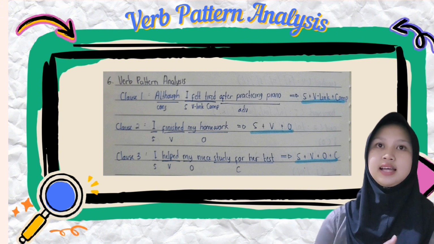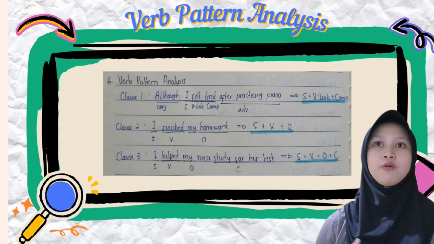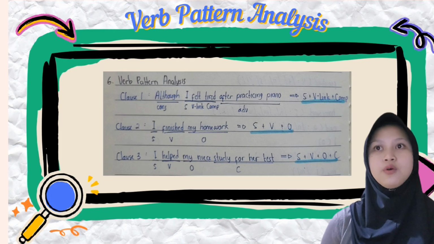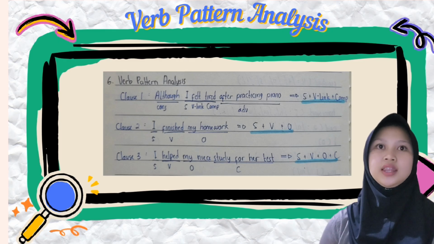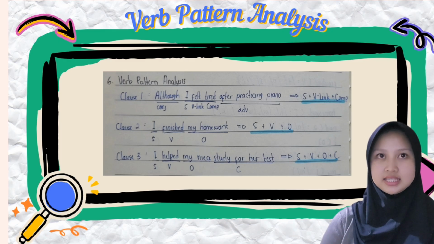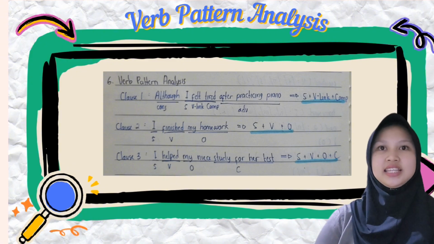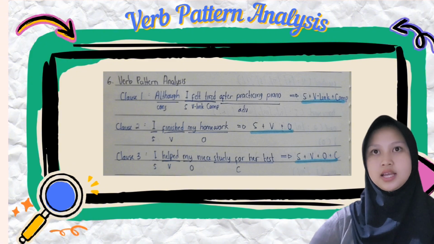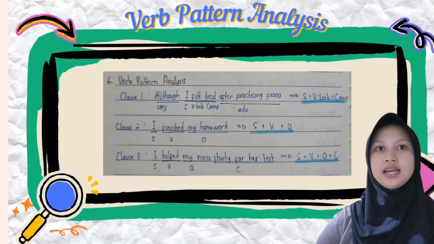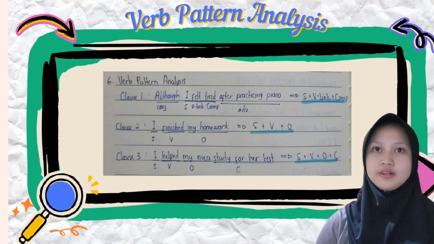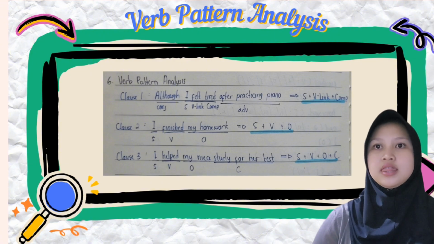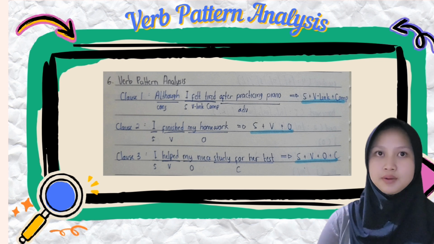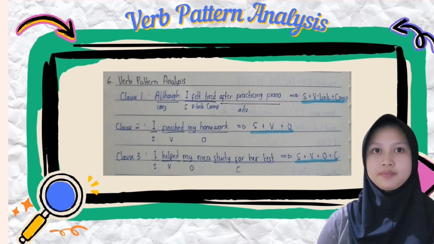Verb pattern analysis helps us understand how verbs are structured and how they interact with other elements in a sentence. In this sentence, there are three main verbs: felt, finish, and help. The first verb is felt. In the clause, I felt tired after practicing piano, the verb follows the pattern subject plus linking verb plus subject complement.